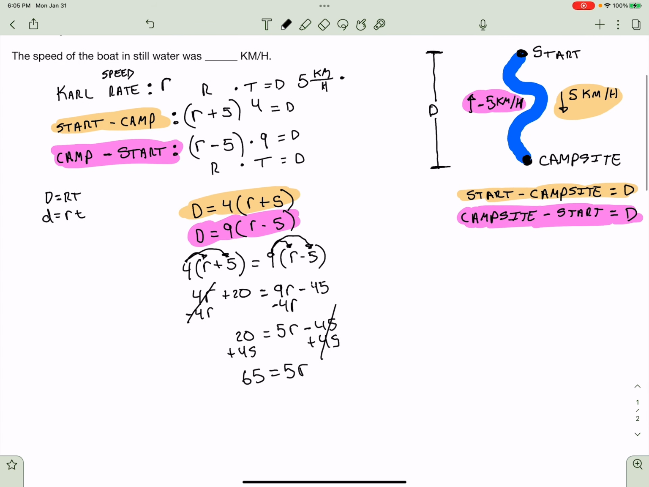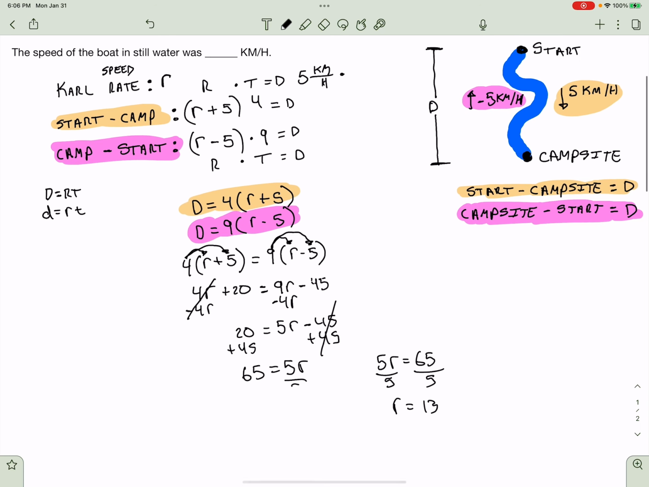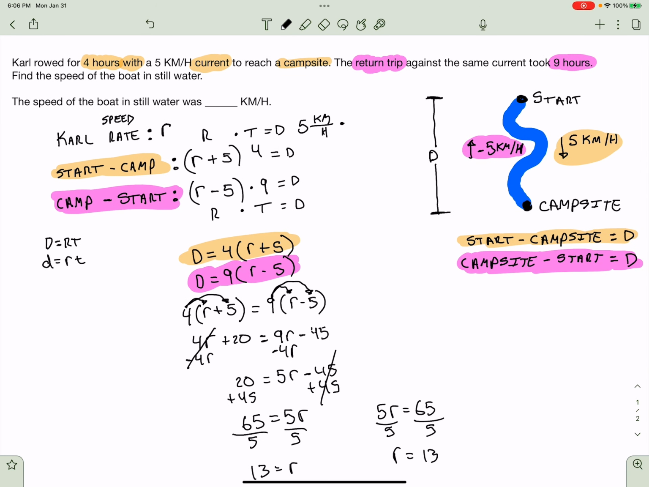Now, you may not like the way 65 equals 5r is set up. You might like the r on the left, so I'm going to go ahead and do that here on the right. But it doesn't matter which way you do it. If I divide 5r by 5 and 65 by 5, I'm still going to get the rate equals 13. And over here on the left, I'm still going to get the rate equals 13. So, we now know that Carl's rate of speed, the speed of the boat in the still water, is now 13 kilometers per hour.